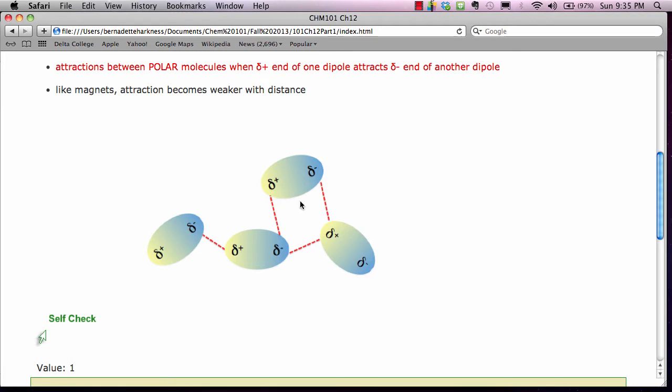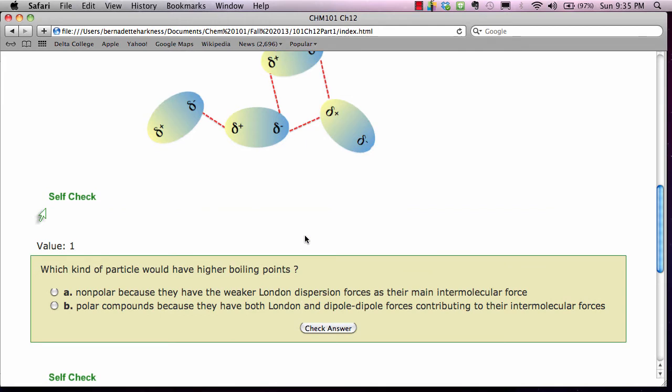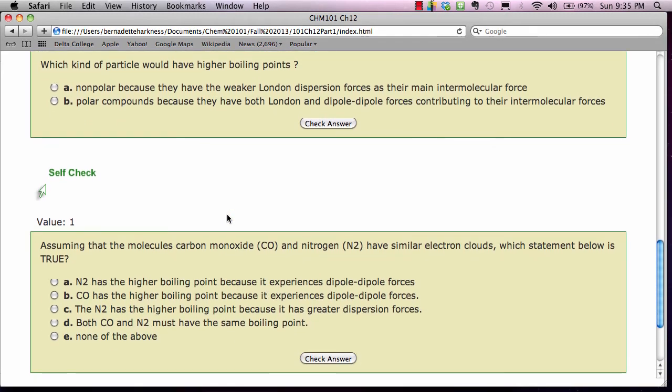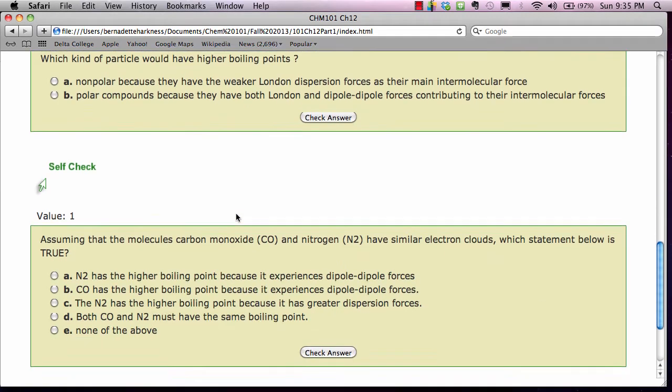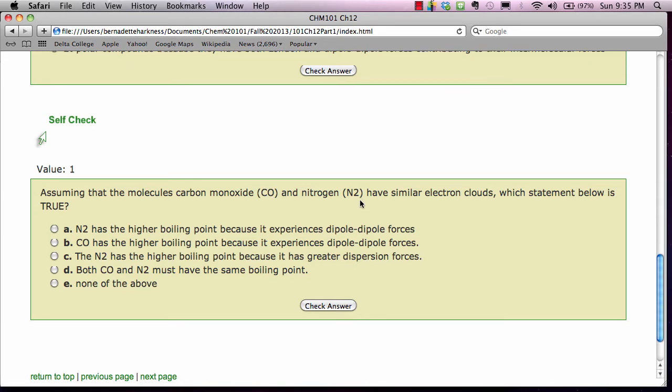And you can see that they arrange themselves so that the positive end is attracted to the negative end as the molecules are facing each other. So what does this mean about something like boiling point? Remember, the harder it is to pull apart the molecules, the stronger the attraction, the more energy it's going to take to do something like boil a liquid. So see if you can answer some of these questions about boiling points and then the differences between something like carbon monoxide and nitrogen.